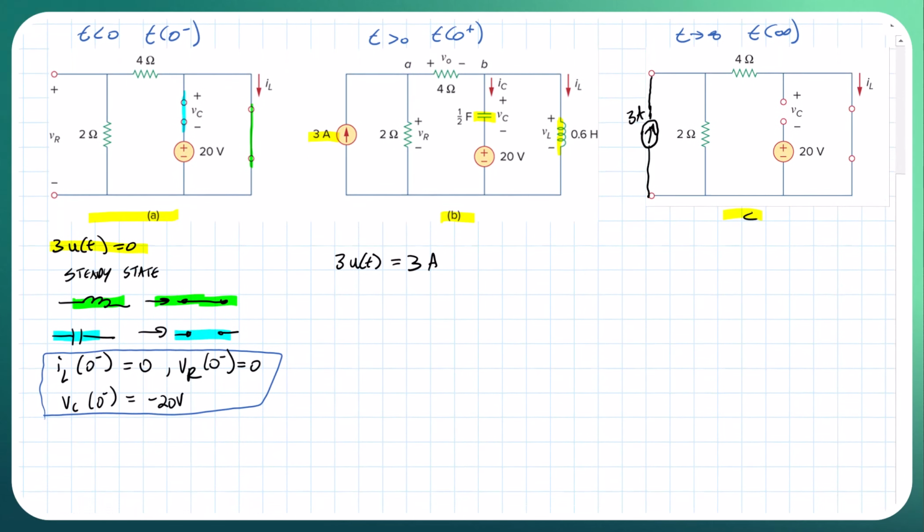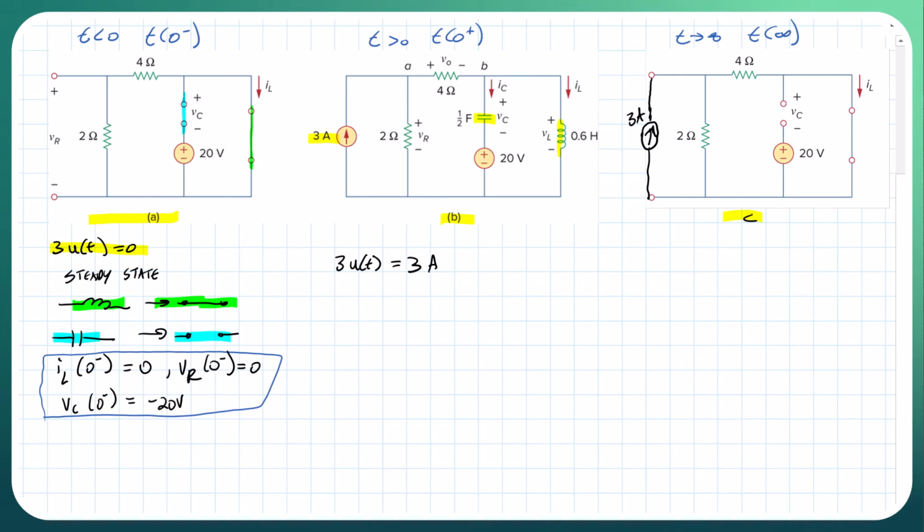A couple things we're going to do in solving, using this to solve some of these values, especially the derivatives. We're going to add a voltage across this resistor. We're going to define node A and node B here, and then we'll move forward from those. But let's go ahead and come back to this circuit here.